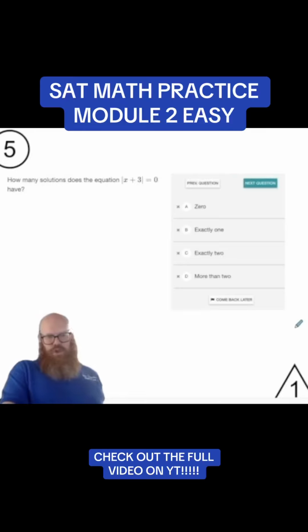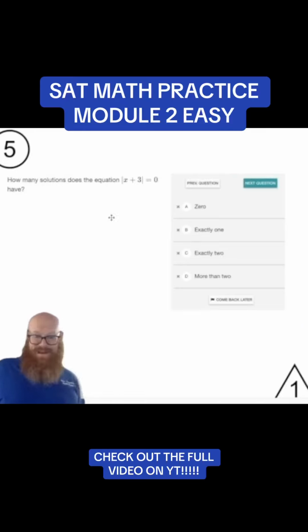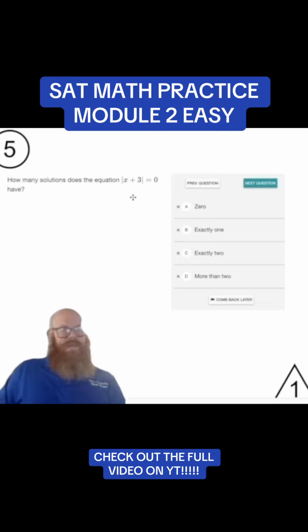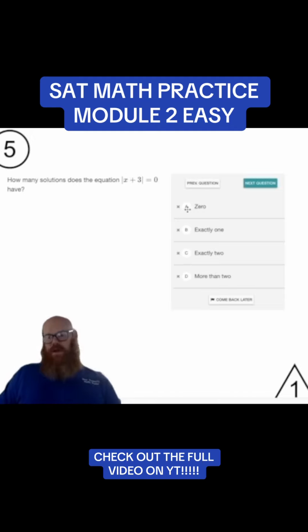All right, moving on to number 5. How many solutions does this have? Now, again, this is one that I don't actually like Desmos for, because when you plug in equations to Desmos, the way that most people do it is they just put the equation in itself, and then the vertical lines tell you the answer.